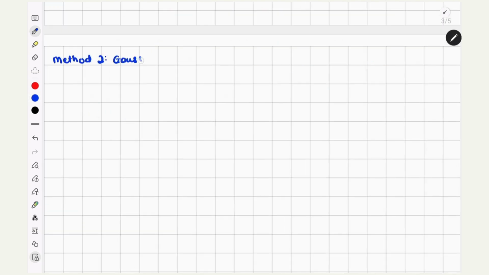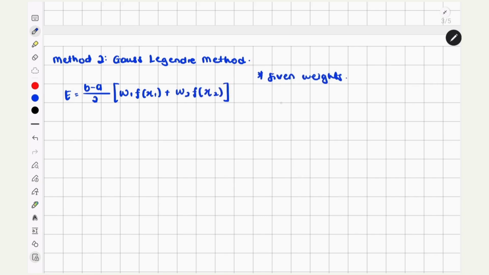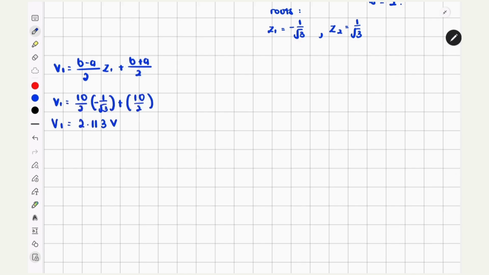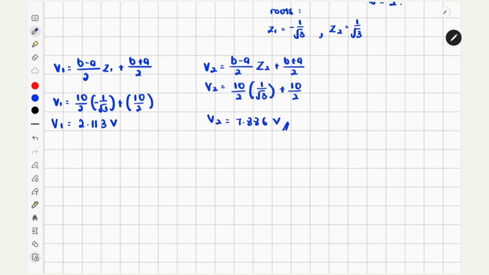For the second method, the Gauss-Legendre method, the formula is (b minus a) over 2 times W1 f(x1) plus W2 f(x2). The weights are W1 equal to W2, which is 1, and the roots are Z1 equal to negative 1 over root 3 and Z2 is 1 over root 3. Next, calculate the values for V1 and V2 to be 2.113 and V2 is 7.886 volt.